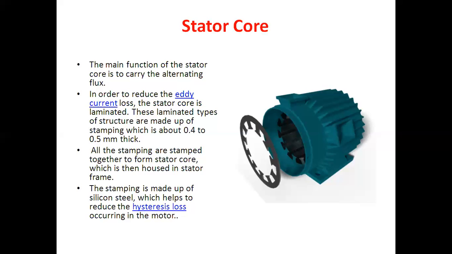And in order to minimize the eddy current loss, the stator core is laminated. These laminated stator structures are made up of stampings, which are about 0.4 to 0.5 millimeter thick, and the stampings are made of silicon steel, which helps to reduce the hysteresis loss that is occurring in the motor.